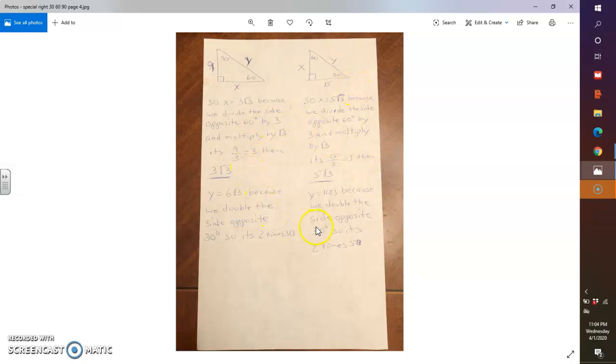So hopefully this helps in terms of going over the notes and will help you with your assignment that's due for tomorrow. Okay.